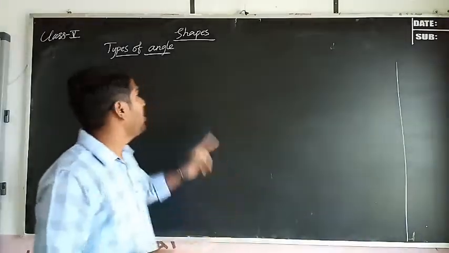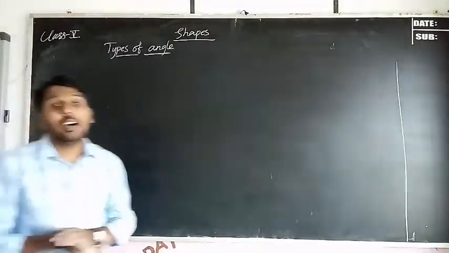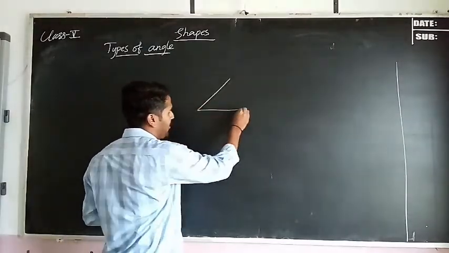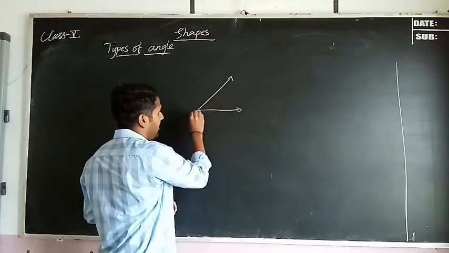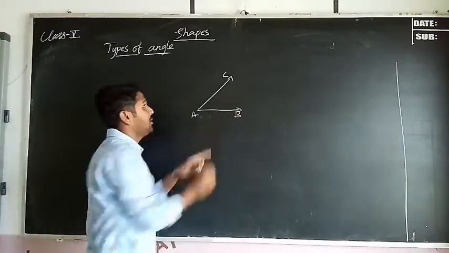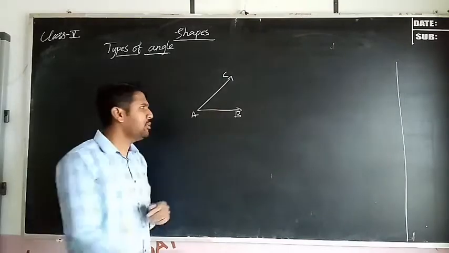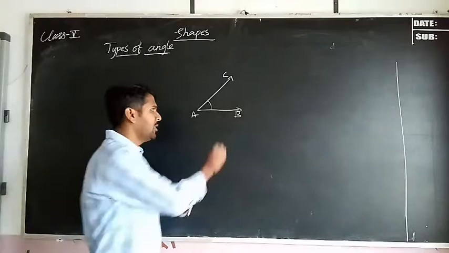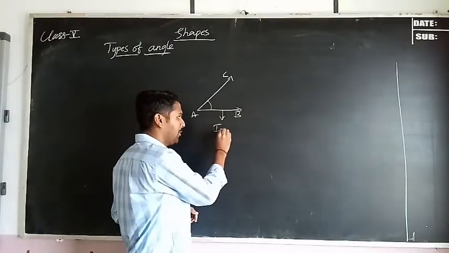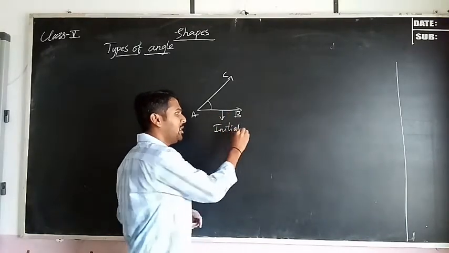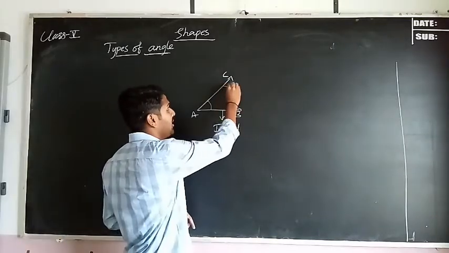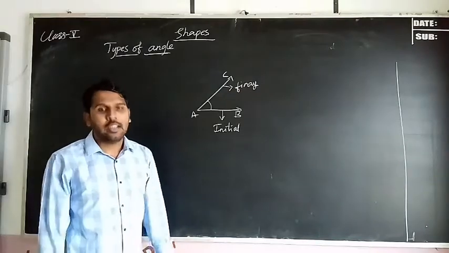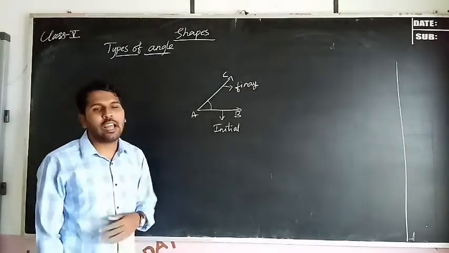Before going to the types of angles, I will tell you the other definition of an angle. So BAC is an angle, no? Because this one is the initial ray, and this one is the final ray. So what is the other definition of an angle?